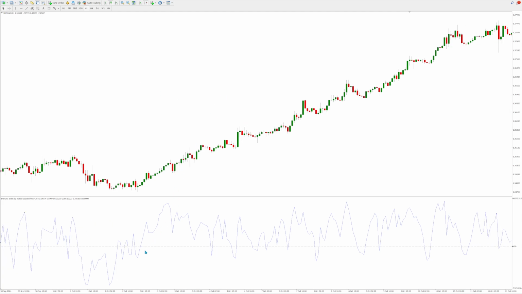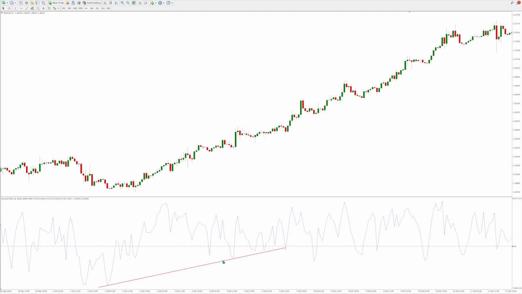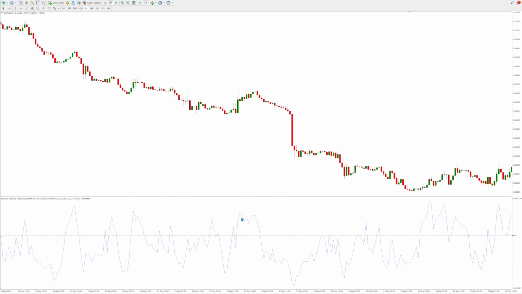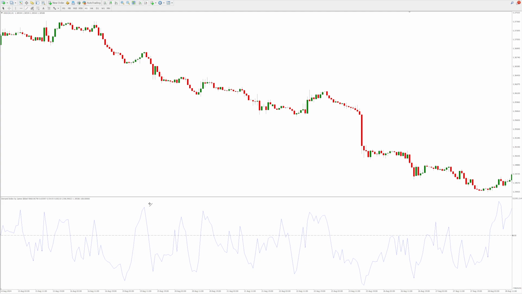Okay, so a few components of the demand index indicator I'll just cover with you quickly. You've got divergence. Basically, when the indicator is making higher lows, it means that we can be in an uptrend, as you see here. Higher lows, higher lows, higher lows. We're in an uptrend. Let's just find a downtrend example. So here, quite a significant downtrend, and the indicator is making lower lows, downtrend. So that's one way you can interpret it.